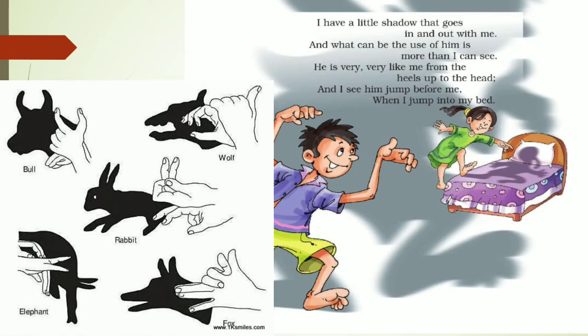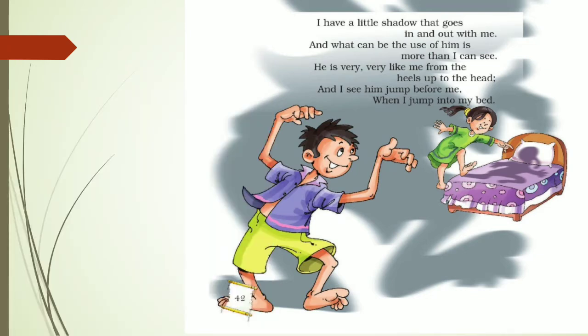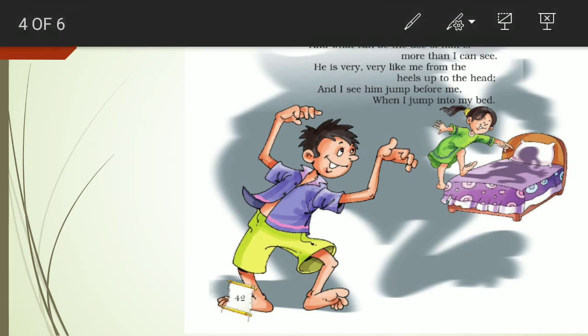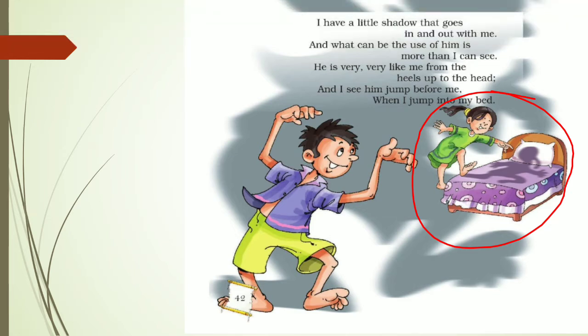He is very like me from the heels up to the head, and I see him jump before me when I jump into my bed. The shadow is very naughty. As you can see, the girl is trying to jump in her bed, and before her, her shadow is there. And what is the reason shadow is before her? The reason is the light is just behind the girl, so shadow appears in front of the girl.